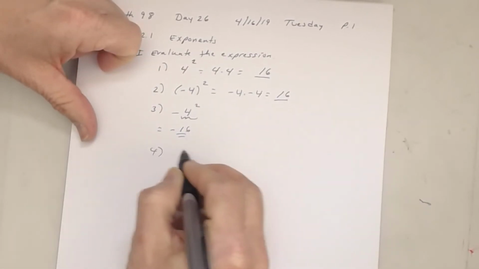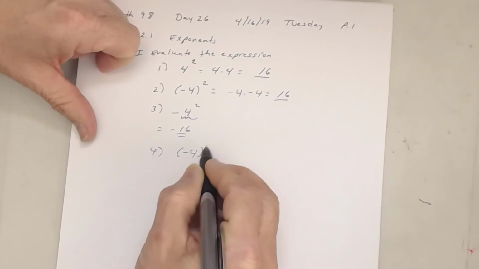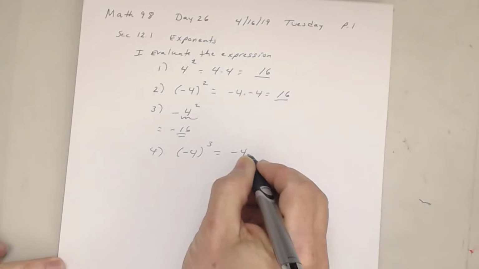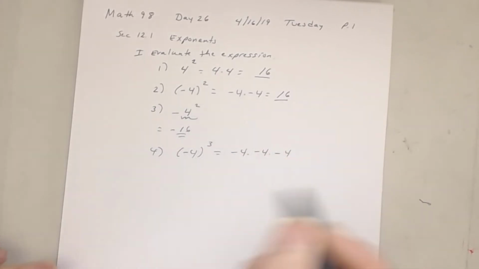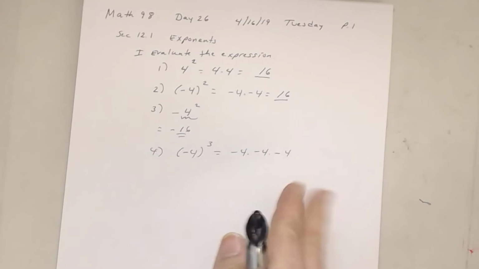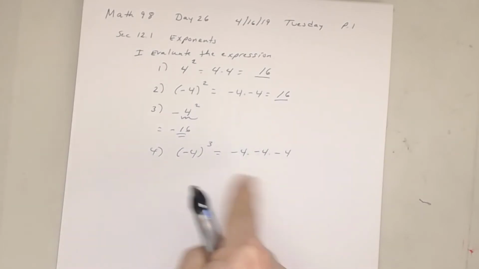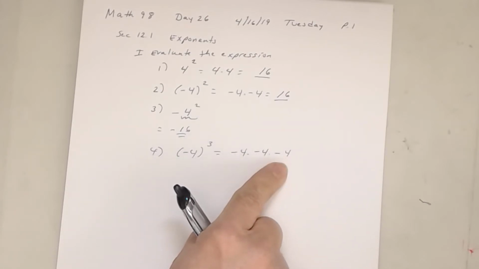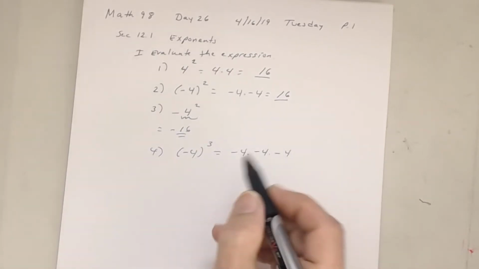All right, and then number 4, suppose we had negative 4 cubed, and negative 4 is in parentheses. So again, what does negative 4 cubed mean? Negative 4 times itself 3 times, and then you just use the order of operations. All I'm doing here is multiplying, so you multiply from left to right. A negative 4 times a negative 4 is positive 16, and a positive 16 times a negative 4 will be a negative 64.